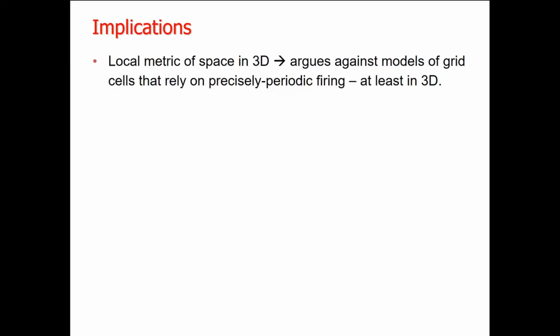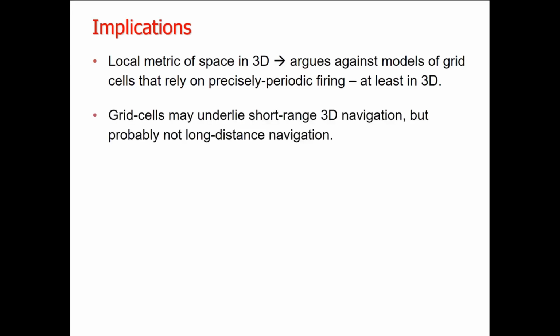A lot of models of grid cells, actually most models of grid cells, both mechanistic models that try to understand how grid cells are formed, and also functional models that try to understand how grid cells are used, what they are good for, usually rely heavily on having a precisely periodic firing. And if there is no precisely periodic firing in 3D, this is a problem for most of these models. And I think this means that grid cells may underlie maybe short-range 3D navigation, like measuring distances locally, but certainly not long-distance navigation, or at least not based on the models that require this precisely periodic firing.